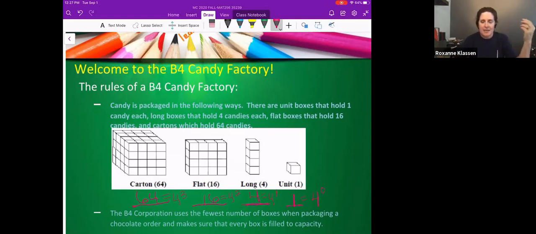Just like in our base 10 system, right here, the unit would be 10 to the 0. In our tens place, it would be 10 to the first power. In our hundredths place, it would be 10 to the second power. And in our thousandths place, it would be 10 to the third power. Does that help, Tintu?